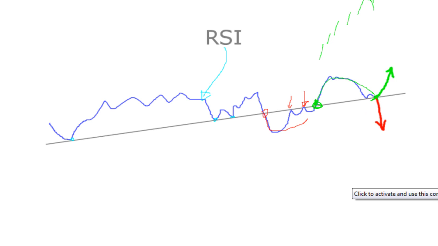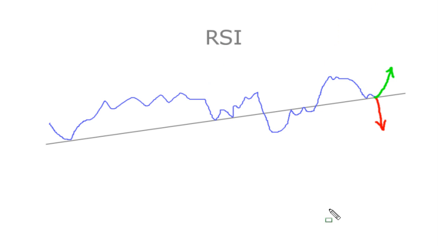And when it does break down below that line, what is interesting is that it's going to happen at a higher price point. So it's going to break the trend line there, but it's going to happen at a higher price point. So you're going to get your entry at a lower price and your exit here at a higher price. So entry here, exit here on the RSI, but the price point is going to be higher, so you're going to have a gain on that trade.